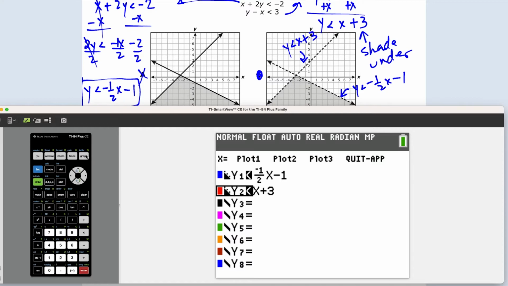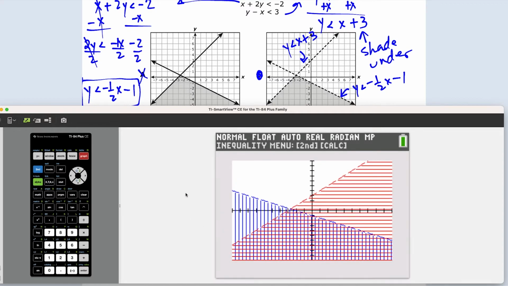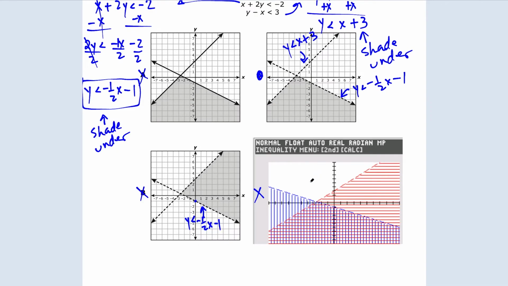And now when I press graph, check it out here, it graphs everything we need. So our actual solution set is the overlapping region, and you can see it corresponds to the shaded region here in choice C. So that's definitely our answer.